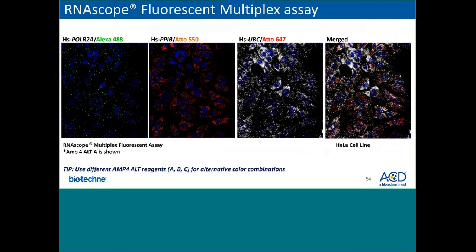Here's an example of what you should see with successful staining of the fluorescent multiplex assay using the 3-plex positive control probe. Here we have the human POLR2A in green with the Alexa 488. In the red is the PPIB with the Atto 550, and then in white is the human UBC marker in the Atto 647. So this was done on the HeLa control cell pellet with the 3-plex positive control probe specifically for human, and also this was using the AMP4 Alt-A configuration.